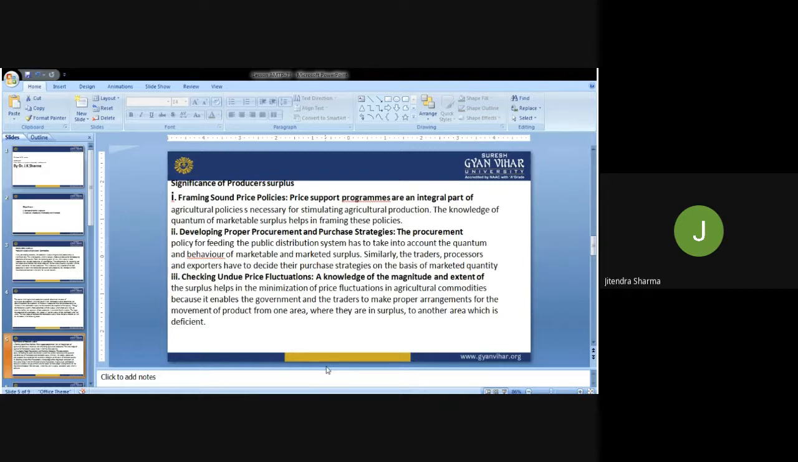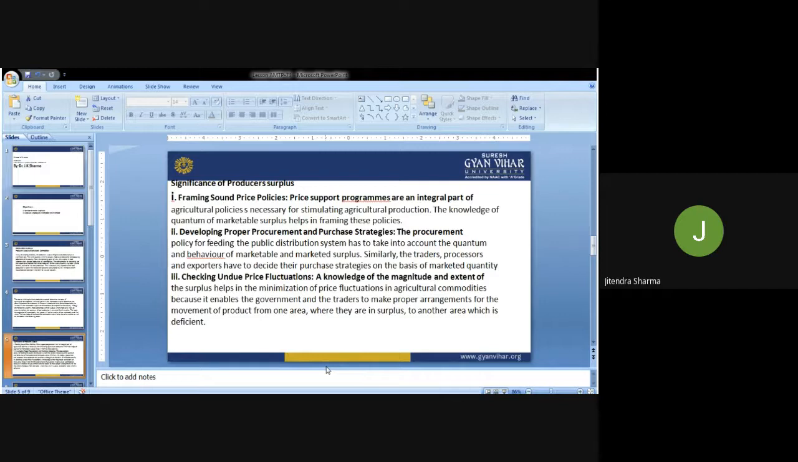We know that in agriculture there are plenty of environmental threats, and only after that do we have the production of agricultural commodities. So we have to develop the proper procurement and purchase strategy.